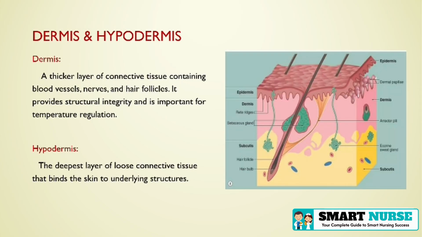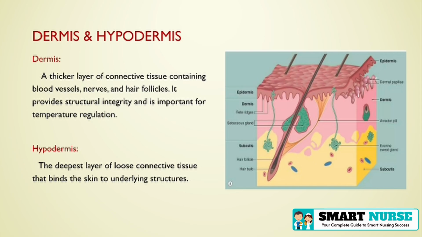The next layer of our skin is the dermis, which is subdivided again into the hypodermis. Now, what is the dermis? The dermis is a thicker layer of connective tissue containing blood vessels, nerves and hair follicles. It is located beneath the epidermis and provides structural support and flexibility to our skin. It is made of dense connective tissue.